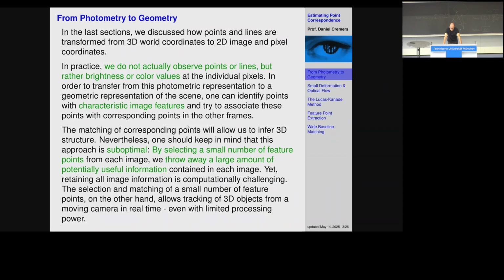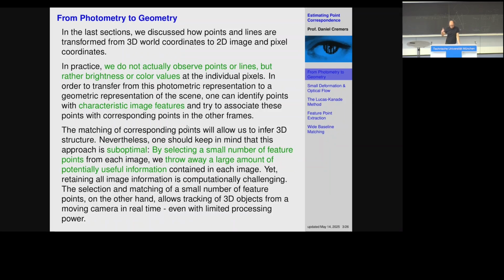So we talked about, in the last sections, how to get from 3D world to 2D image and pixel coordinates, but typically we don't observe points, and assuming that we see points here and points there is kind of a simplification. What we observe in the camera are brightness and color values.